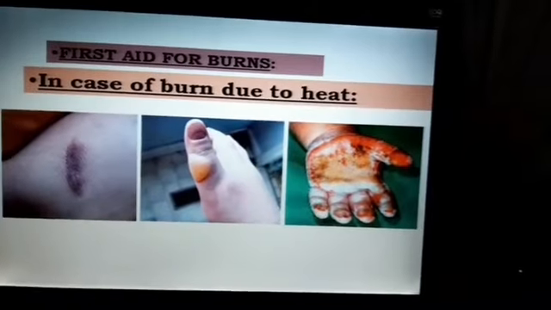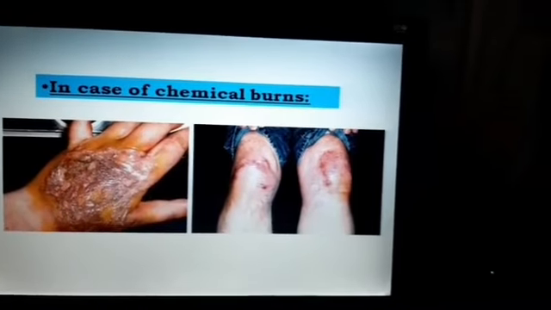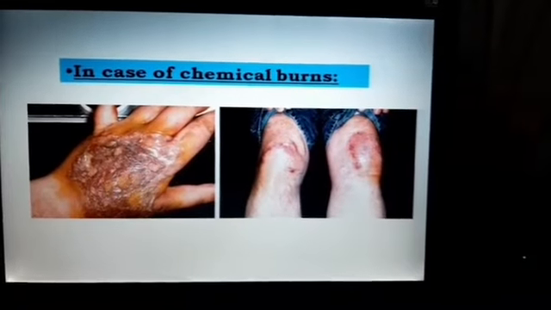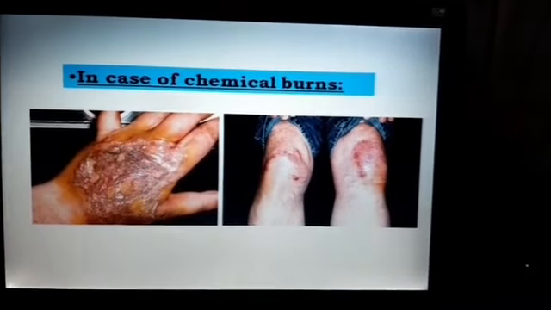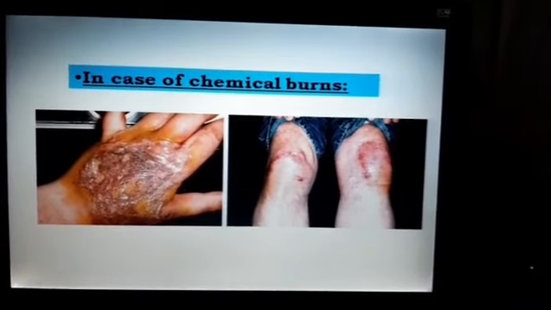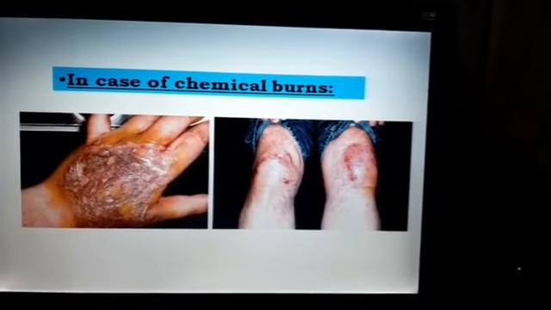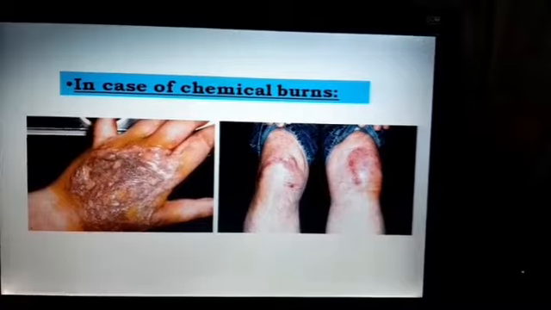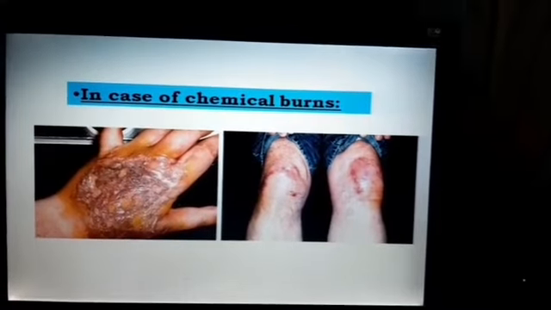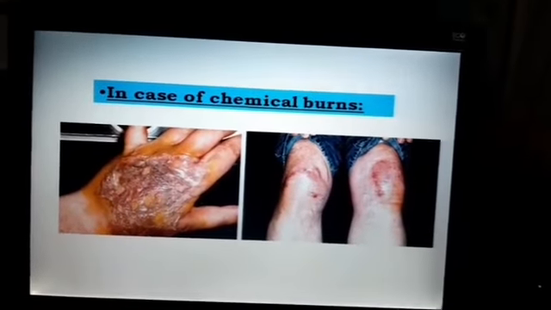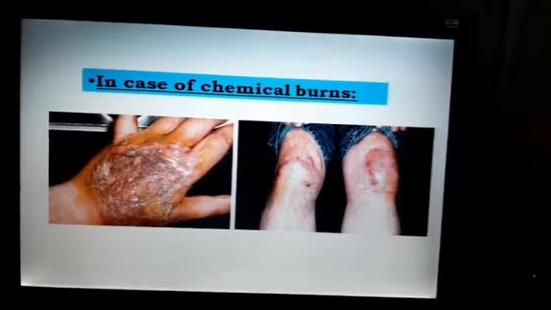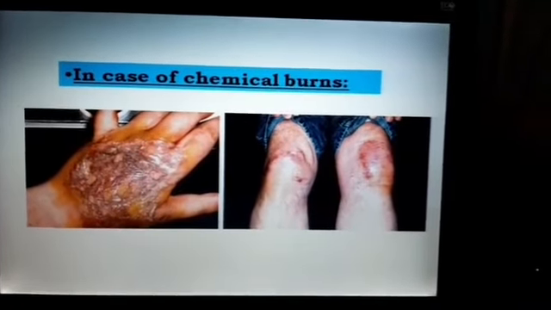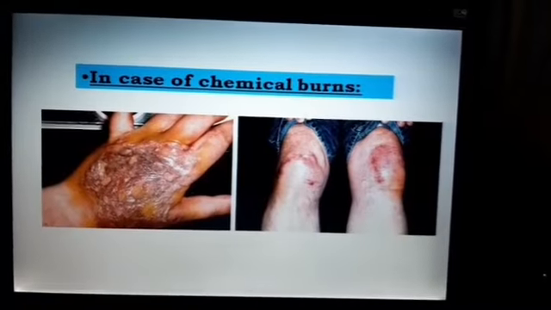Next, we will come to chemical burns. In case of chemical burns, we should thoroughly wash the burnt area under running water. Then remove the clothing or accessory from the area, if any. Then we should cover the burnt area with clean dry dressing. And finally, consult the doctor with information about the chemical.